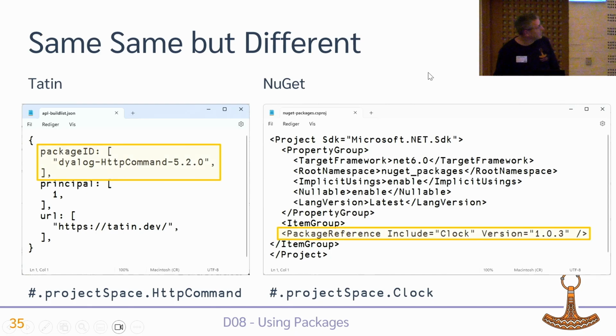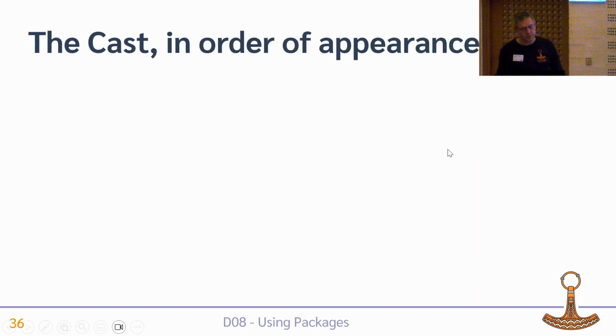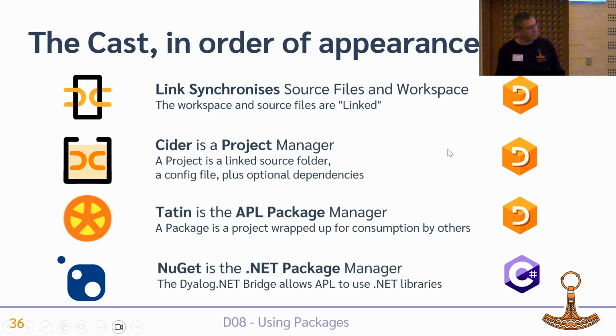And again, we have slightly different file formats for Tatin, the Tatin build list, and the NuGet packages C# project description. But essentially the information is just in there. And then you have two package managers that know how to bring them in. So what we're using under the covers, of course, is Link. So when your APL source is linked in, that's all being handled by Link. If you edit one of your functions, the source is updated immediately, and you can use Git or Bitbucket or SVN to manage it. Cider is the project manager. Tatin and NuGet are the two package managers that Cider now knows about.